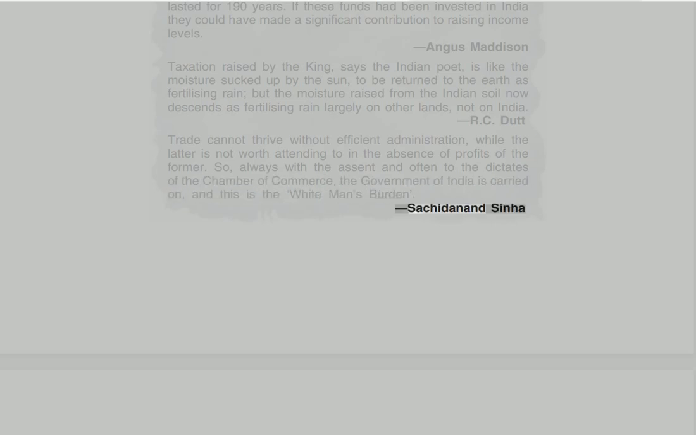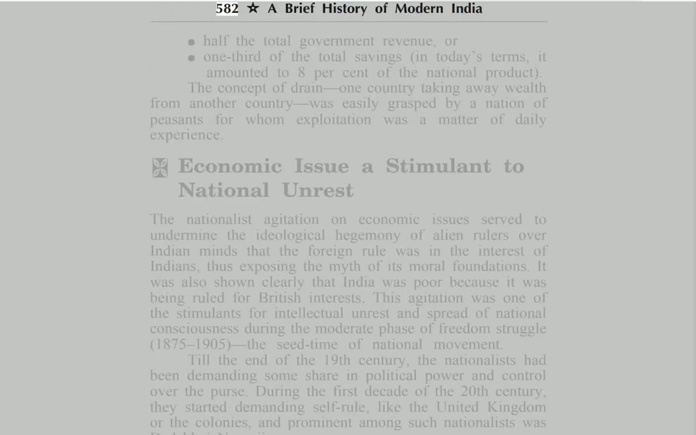Sachidanand Sinha, A Brief History of Modern India, page 582. Half the total government revenue, or one-third of the total savings in today's terms, it amounted to 8% of the national product. The concept of drain, one country taking away wealth from another country, was easily grasped by a nation of peasants for whom exploitation was a matter of daily experience.